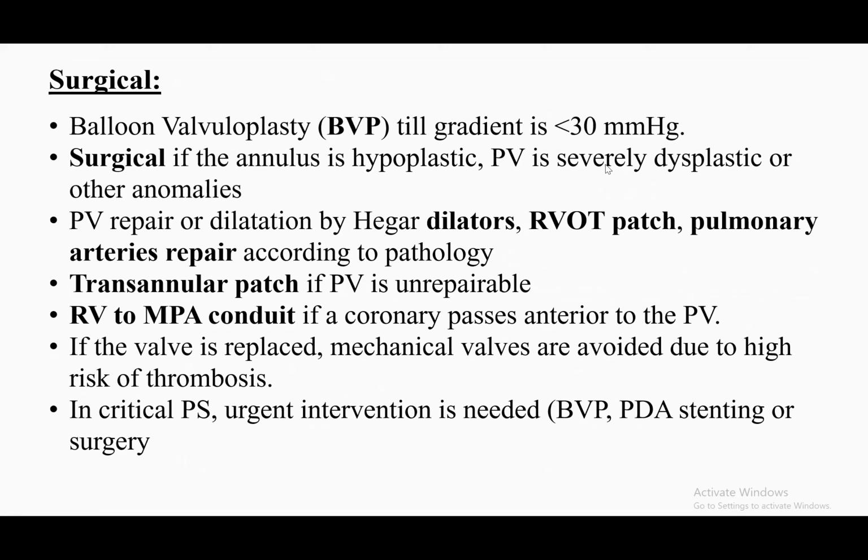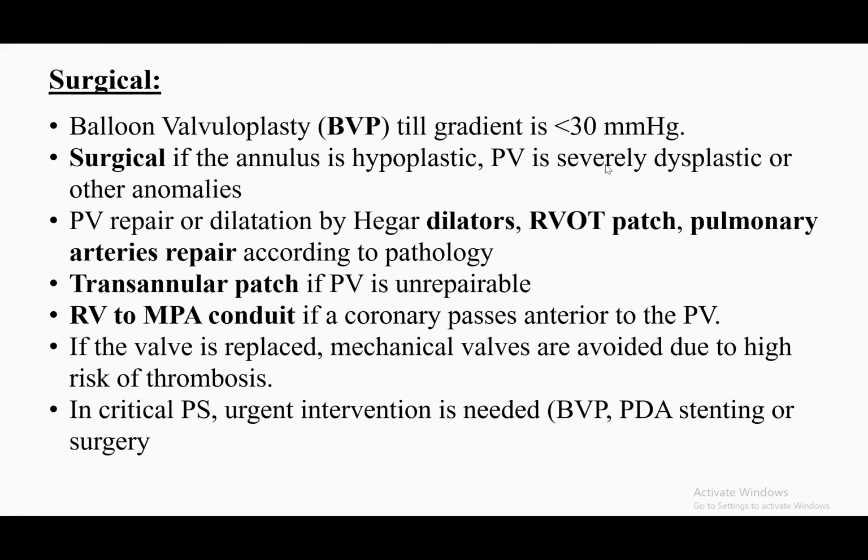Surgically, management: first, balloon pulmonary valvuloplasty in the cath lab if the gradient is more than 30. Otherwise, surgically, if the annulus is hypoplastic, the pulmonary valve is severely dysplastic, or there are other anomalies, either we repair the pulmonary valve, dilate it with a dilator, put an RVOT patch, pulmonary artery repair, or a transannular patch if the pulmonary valve is unrepairable, or a conduit if a coronary passes anterior to the RVOT.